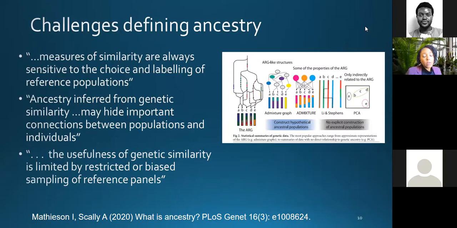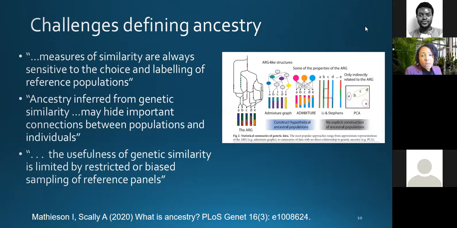And also another quote, "ultimately, all descriptions of ancestry, whether approximate or based on reconstructing an ARG, imply some arbitrary choices." And so in this figure, they show how methods that summarize genetic variation among samples, such as a PCA, are frequently interpreted in terms of ancestry. Some of these methods allow individual genomes to be represented as combinations of reference populations or ancestry-like relationships.